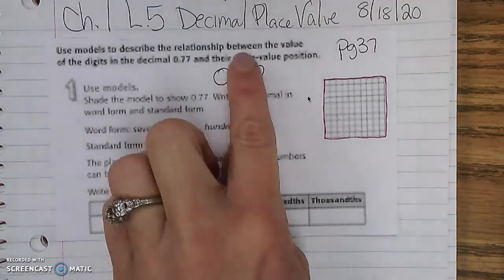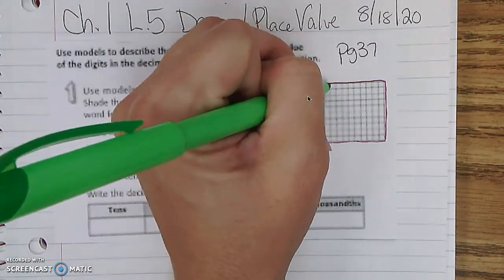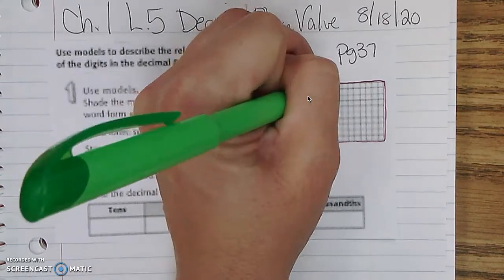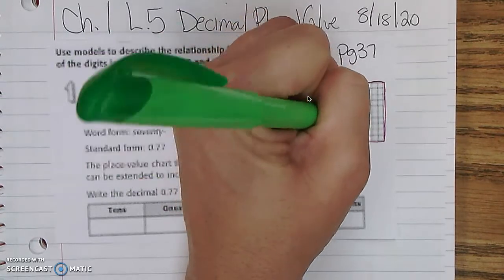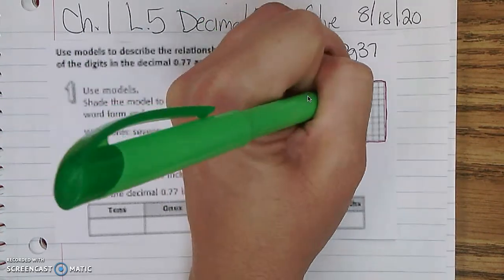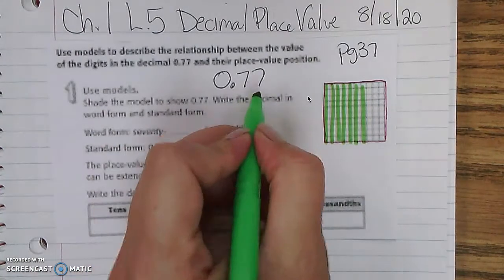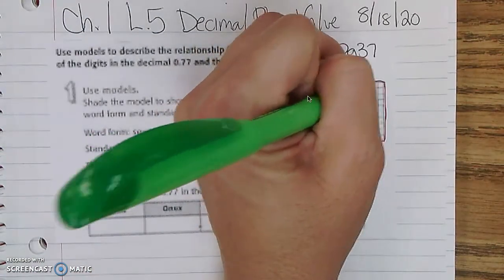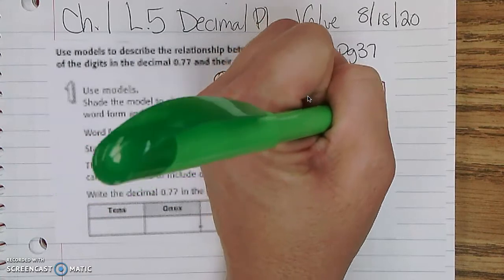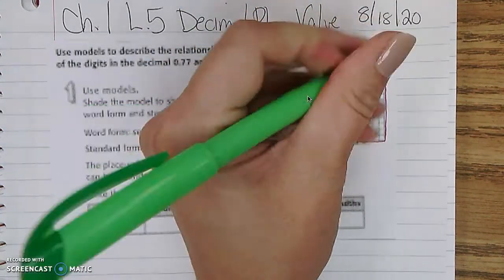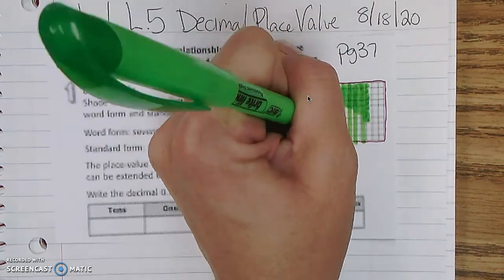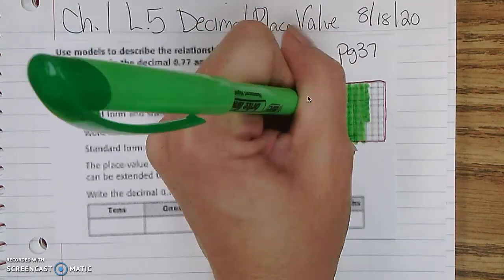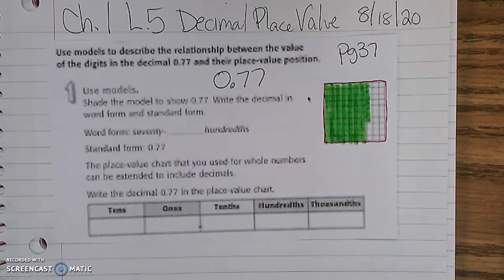So there is a 7 in the tenths place, which means I have to shade 7 rods. So I'm going to shade 1, 2, 3, 4, 5, 6, 7, and a 7 in the hundredths place, which means I'm going to do 1, 2, 3, 4, 5, 6, 7. And then I'm going to just fix my shading here. So now I have shaded my model to match 77 hundredths.